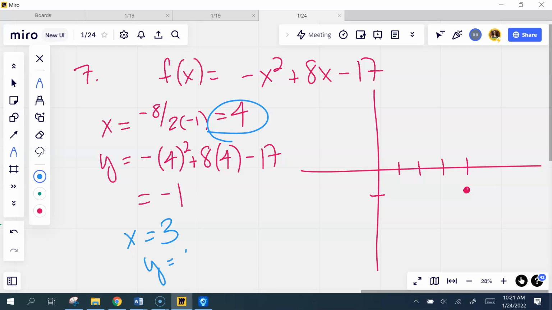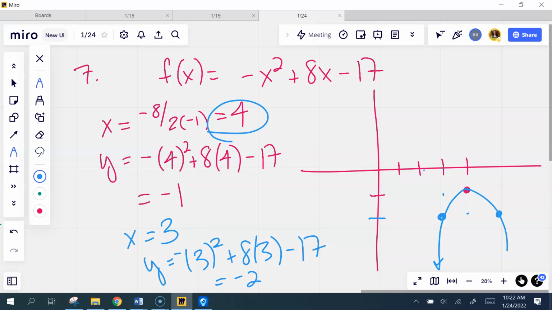If I plug that in, and again, I'm going to use store on my calculator. I'm going to show how it would plug in. So again, I'm going to do 3 store x. I'm going to pull up that last equation, and I get -2. 1, 2, 3, 1, 2. I'm going to reflect it, connect it.